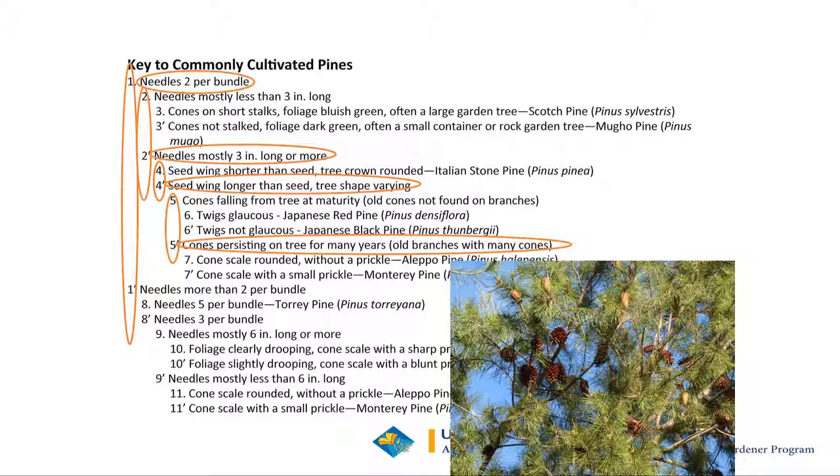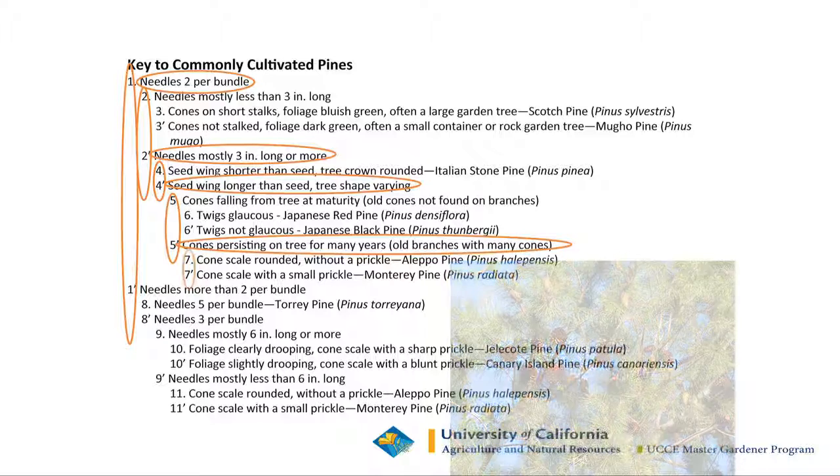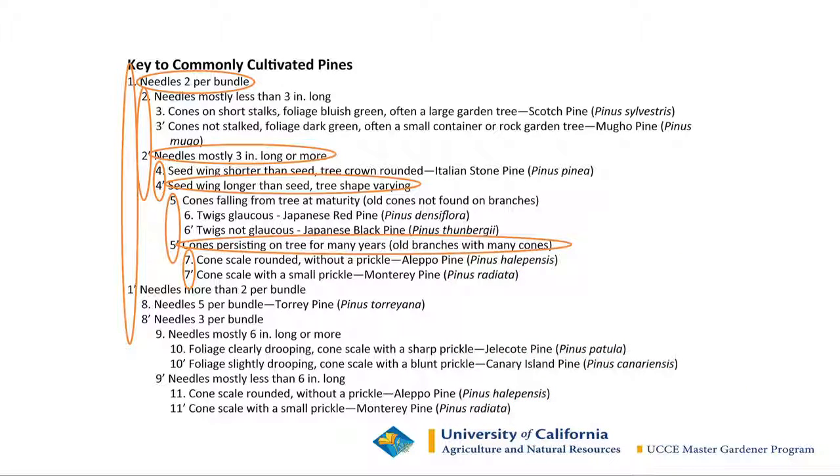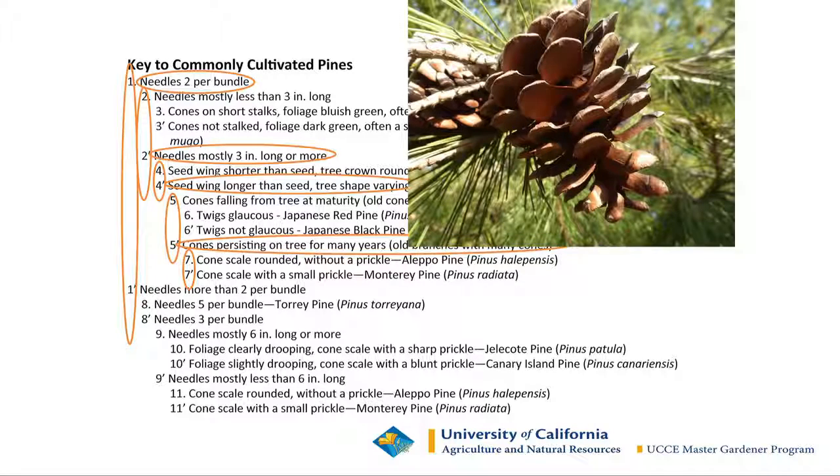Okay. Now there's a question about the cone scale, which is part of the pine cone. So is it scale rounded without a prickle, or does it have a small prickle? So we look at the cone, and if you run your finger along here, it's rounded. And so that takes us to Aleppo pine, which matches the tree that we're looking at, much more than the Italian stone pine. So we say, okay, we've got an Aleppo pine.